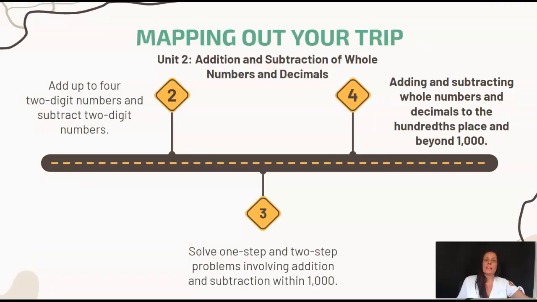Now moving on to the second unit. Let's have a look at what they've already experienced and what to expect. In second grade, they add up to 4 two-digit numbers and subtract 2-digit numbers. Then in third grade, they solved 1-step and 2-step problems with addition and subtraction, and that's within 1,000. Now in fourth grade, they're going to add and subtract whole numbers and decimals to the hundredths place, and then they go beyond 1,000 in fourth grade.